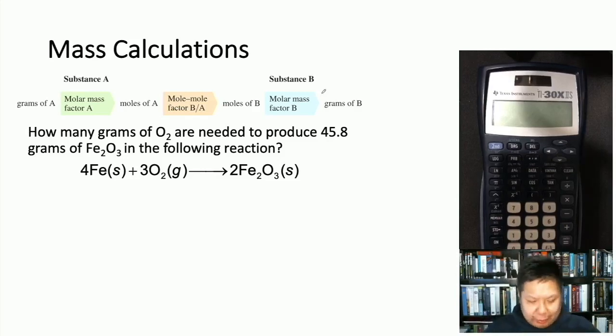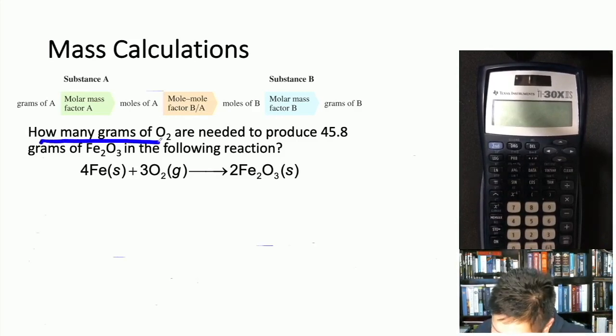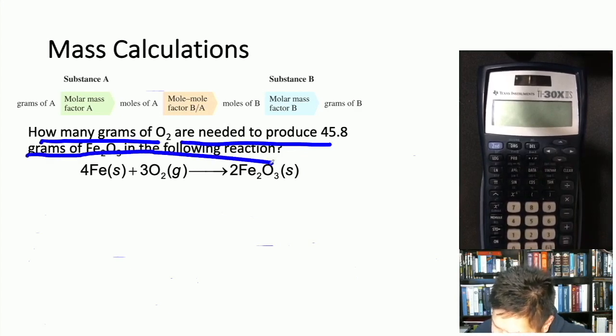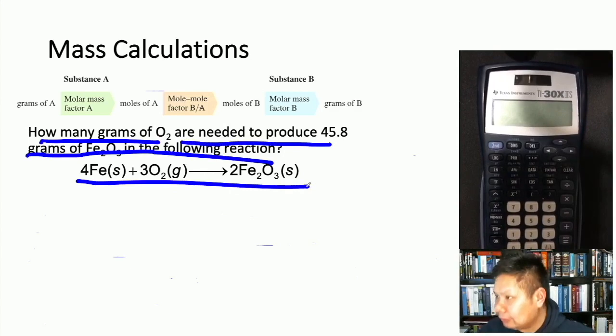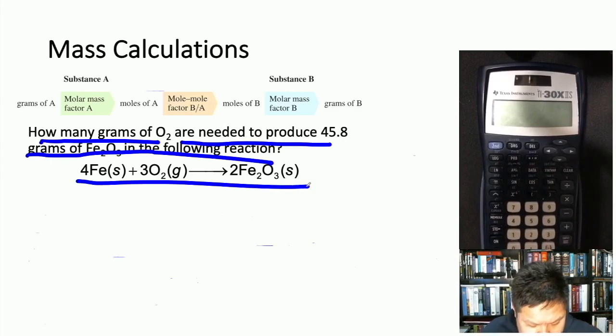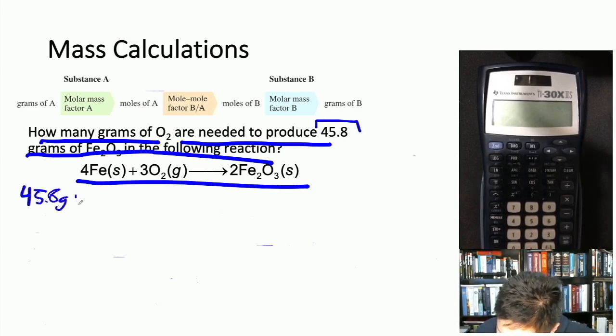So we can continue on with our mass calculations, right, with this example. Okay? How many grams of oxygen are needed to produce 45.8 grams of iron oxide using this reaction, right? Using that reaction. It's the same one we had last time. Right? So let's start out with what they give us. We've got 45.8 grams of iron oxide.